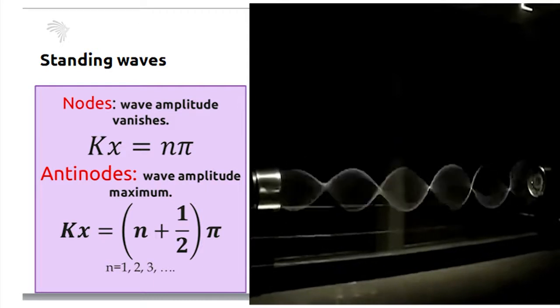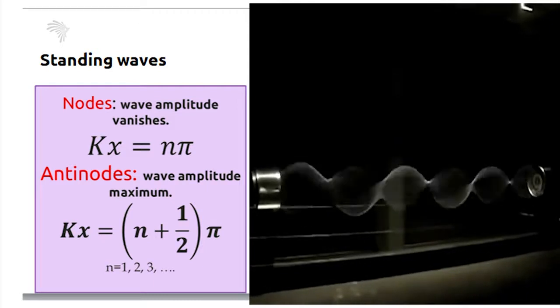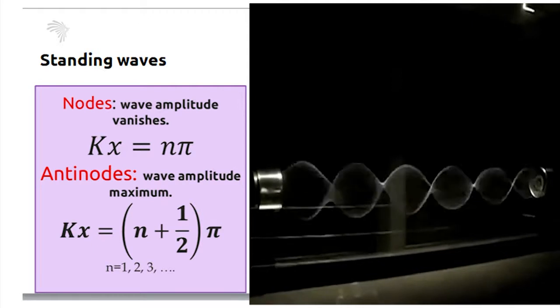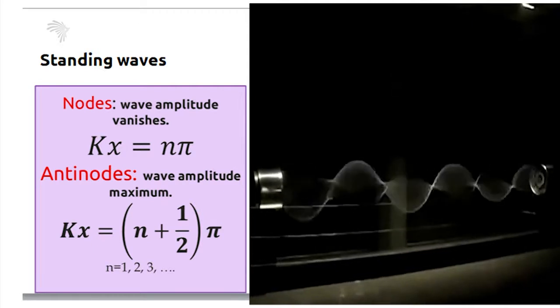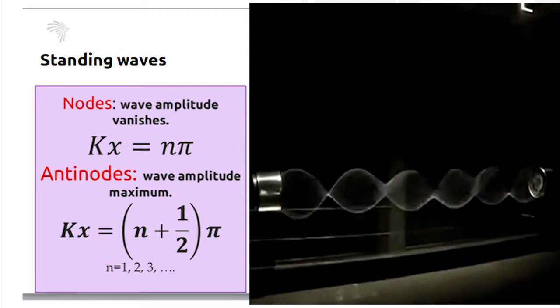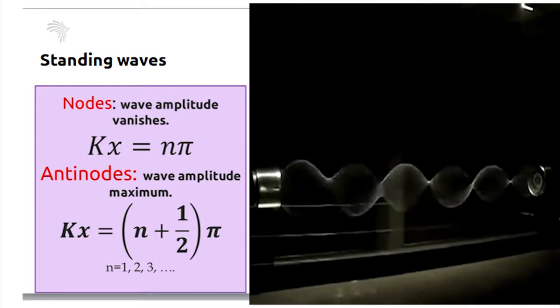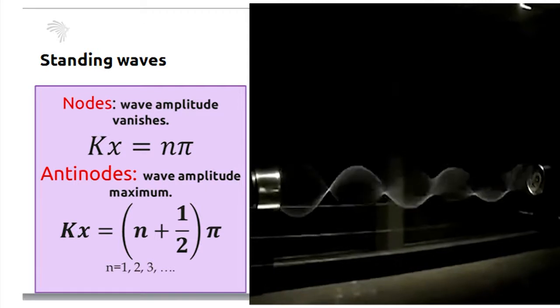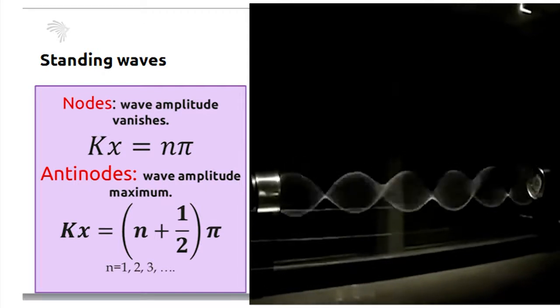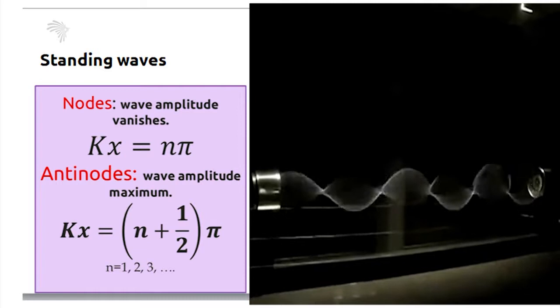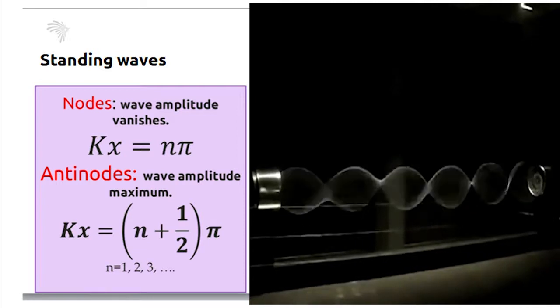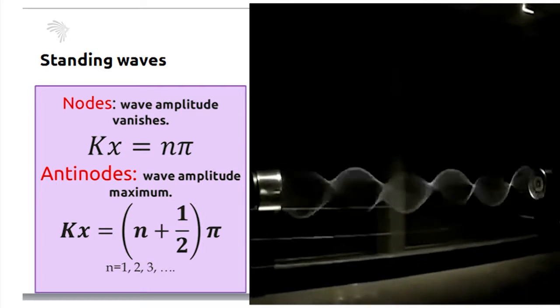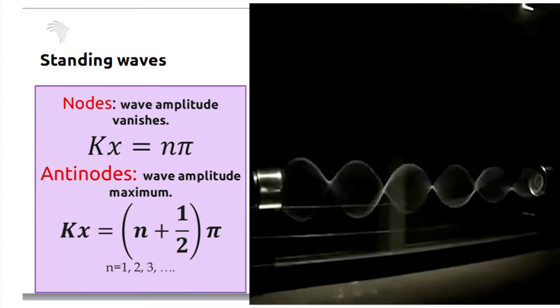Nodes are defined as positions where the standing wave amplitude vanishes. They occur whenever kx in the wave expression is equal to nπ, where n stands for 0, 1, 2, and 3. Antinodes are points on a standing wave pattern where the standing wave amplitude is maximum, and antinodes occur whenever kx is equal to (n + 1/2)π. Again, n represents numbers like 0, 1, 2, and 3.